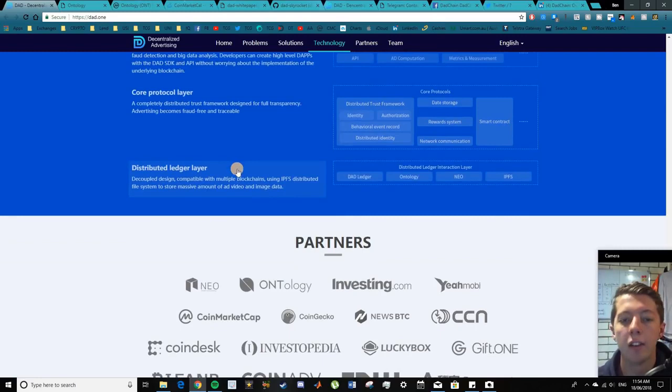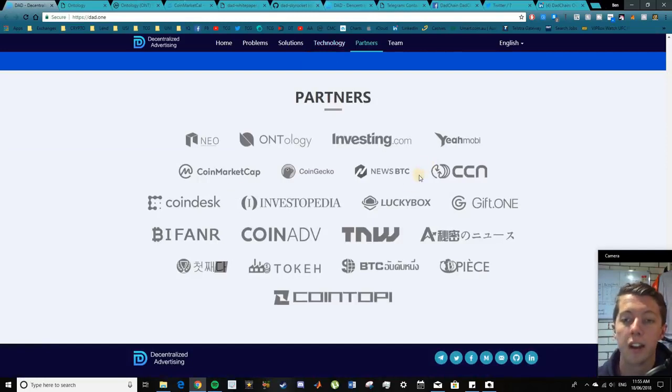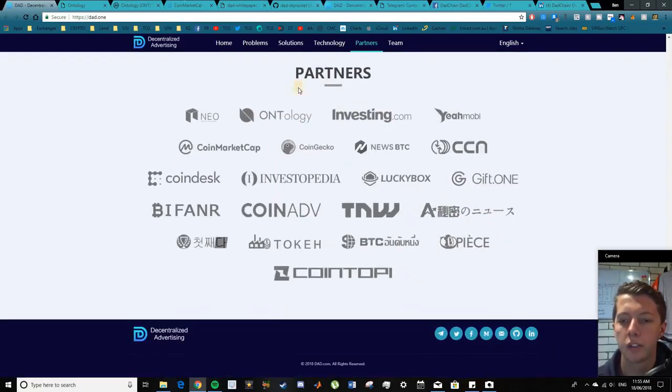smart contracts. The distributed ledger layer is pretty interesting here because it's compatible with multiple blockchains using the IPFS distributed file storage system. So Ontology and Neo will be in there as well, and there will be some interaction between those projects. Now, in terms of partners, I was pretty impressed here as well. They got Neo and Ontology on board, obviously, but some other big ones including investing.com, CoinMarketCap, CoinGecko, News Bitcoin, CoinDesk, etc. So some pretty big partners in there, which I was happy to see.